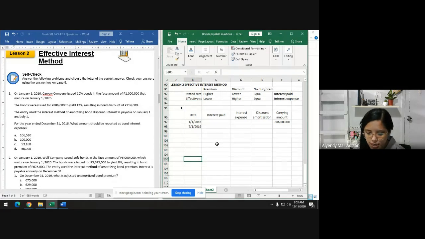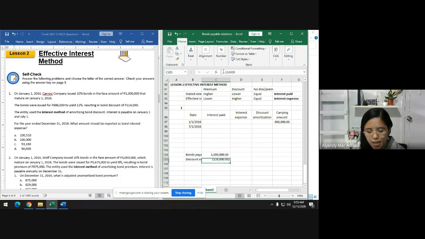So class, let us write the carrying amount. Di ba, we have face value of the bonds payable amounting to 1 million, and there is a bond discount of 114,000. So there is discount on bonds payable of 114,000.